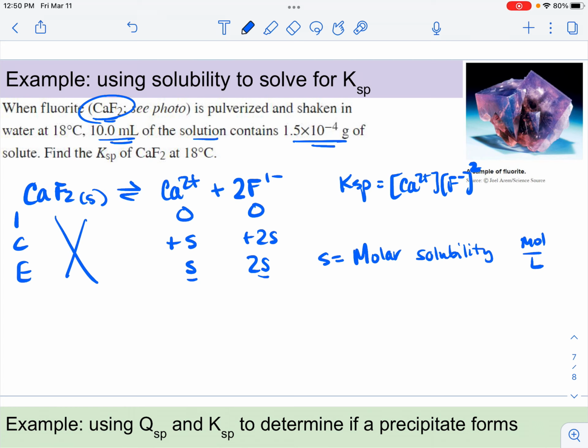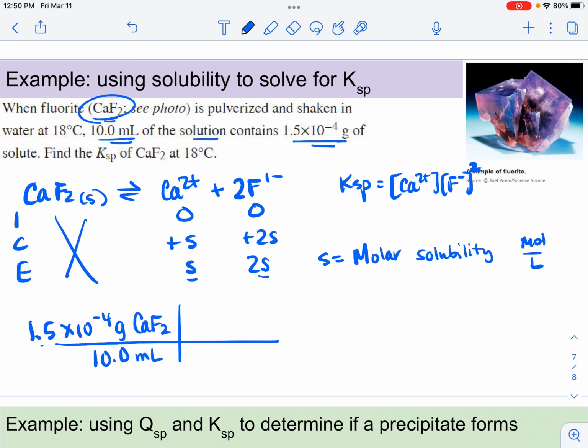So it's telling you S. We just have to get it in the right units. So this is going to be 1.5 times 10 to the negative 4th grams of CaF2 in every, be careful because it's not in a liter, it's in 10 milliliters of that solution. So I'm going to convert milliliters to liters, and I'm going to convert grams to moles.